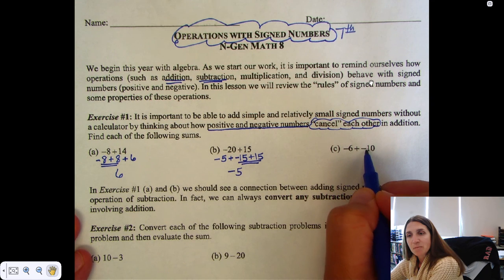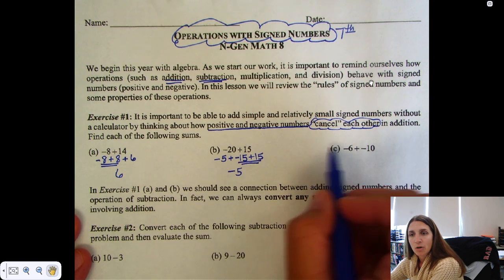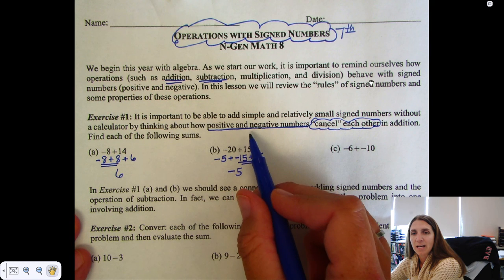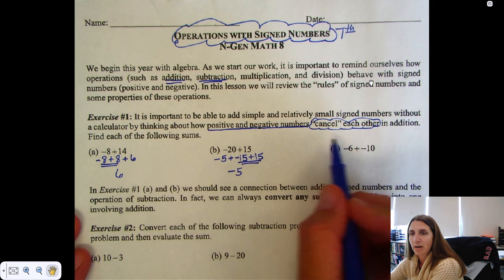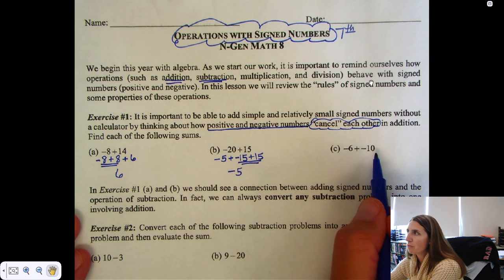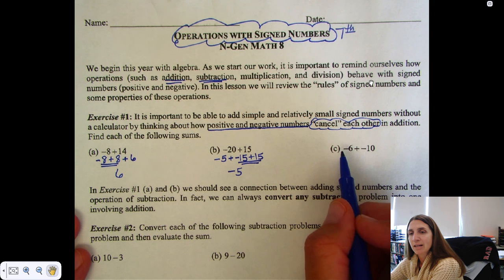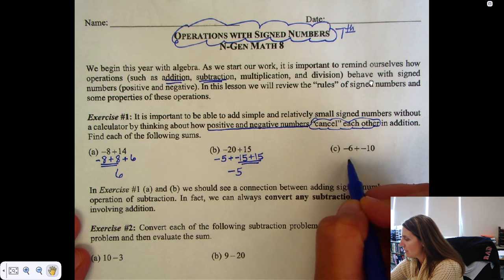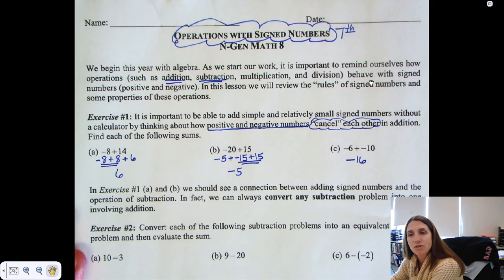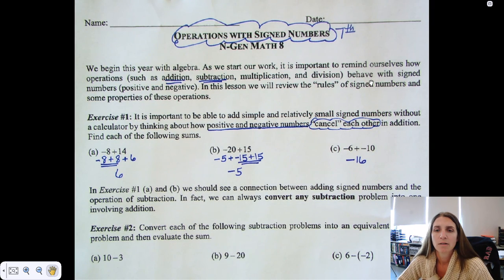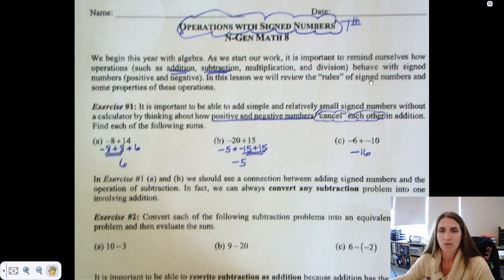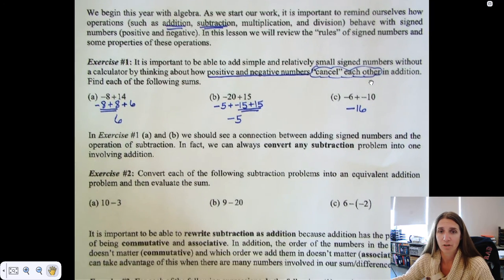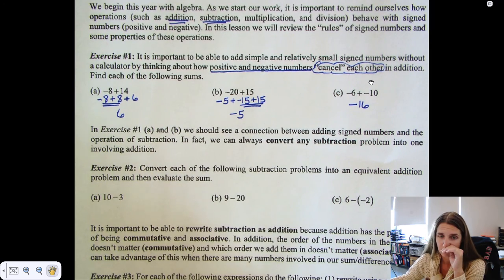A negative 6 plus a negative 10. Well, it says that positive and negative numbers cancel each other out, and these are both negative. So when we have a group of 6 negative things and 10 negative things, we have 16 negative things. That's my answer. I just combined them. Okay, hopefully that triggered some thoughts about seventh grade and some connections.